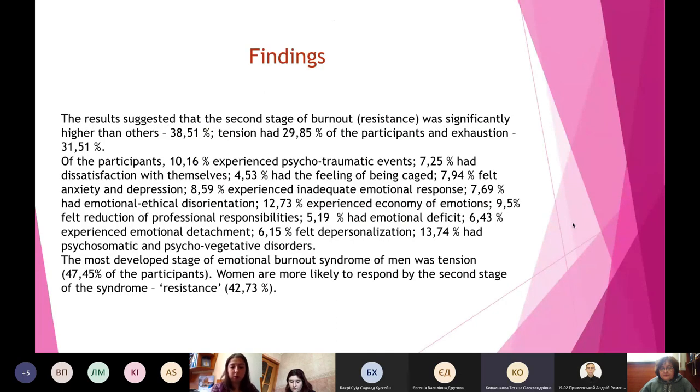So our findings you can see on my screen, on the slide of the presentation. The results suggested that the second stage of burnout, resistance, was significantly higher than others. Tension had 29.85% of the participants, and exhaustion 31.51%.